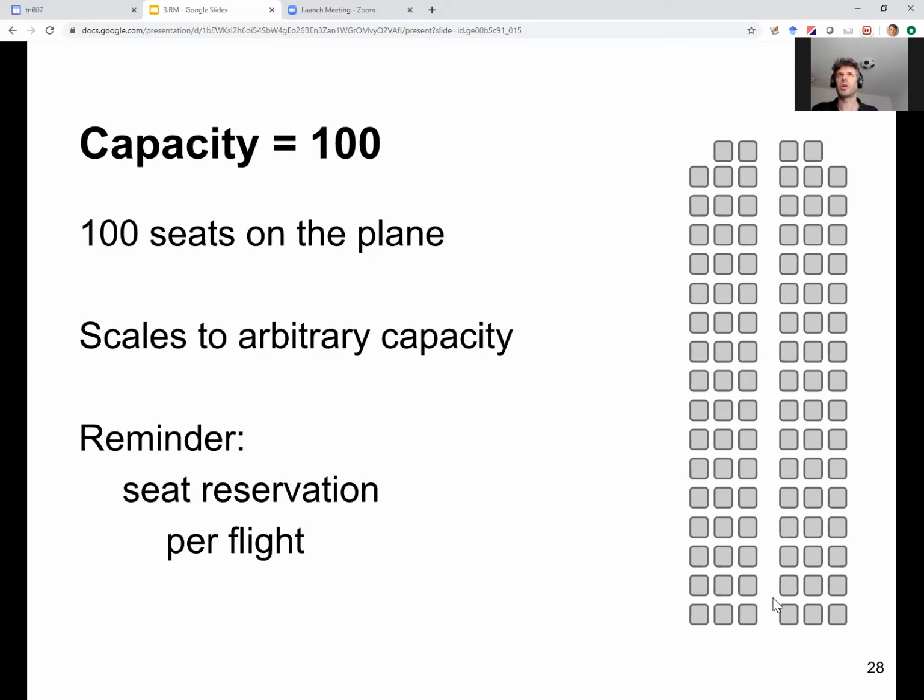100 is okay. I think there will be one of the problems on the homework where you have 90. Okay, we'll work with 90. But for the lecture, we will work with the plane with capacity 100.